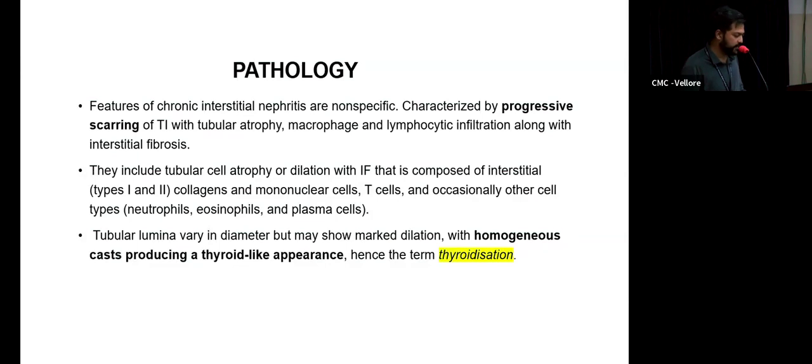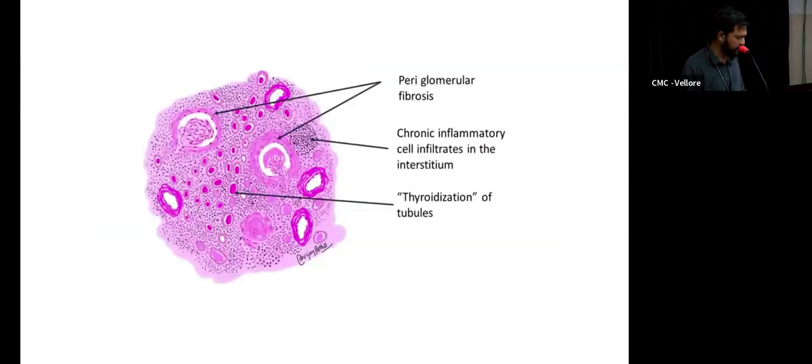Here the tubules are usually very dilated. They're very wide in diameter and show marked dilatation with homogeneous scars, producing a thyroid-like appearance, and it's called thyroidization, classically described in chronic pyelonephritis. So here you have a lot of periglomerular fibrosis with chronic infiltrates in the interstitium and thyroidization of the tubules. You can see these hyaline-like bodies inside the tubules.